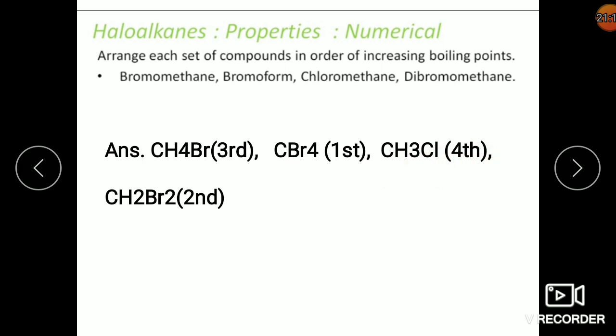So your arrangement in increasing order, as they have asked, will be: you'll start from the fourth one, CH3Cl is lower than your CH3Br, then CH2Br2, and at last CBr4 with the highest value.